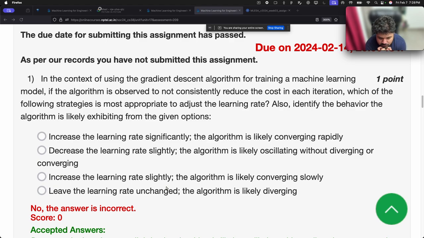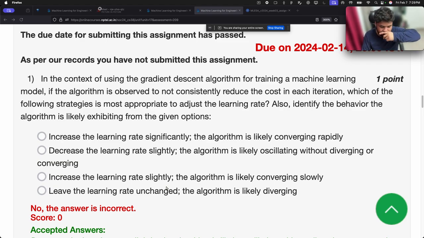Okay. So let me just see a few things here. If an algorithm is observed not to consistently reduce, it means it's not reducing consistently, it's increasing. It's reducing, then increasing, reducing, then increasing. It means it's oscillating. When the gradient descent is oscillating, the loss is oscillating, which means the learning rate is quite high. From this curve, the algorithm is shifting from this side of the curve to that side.